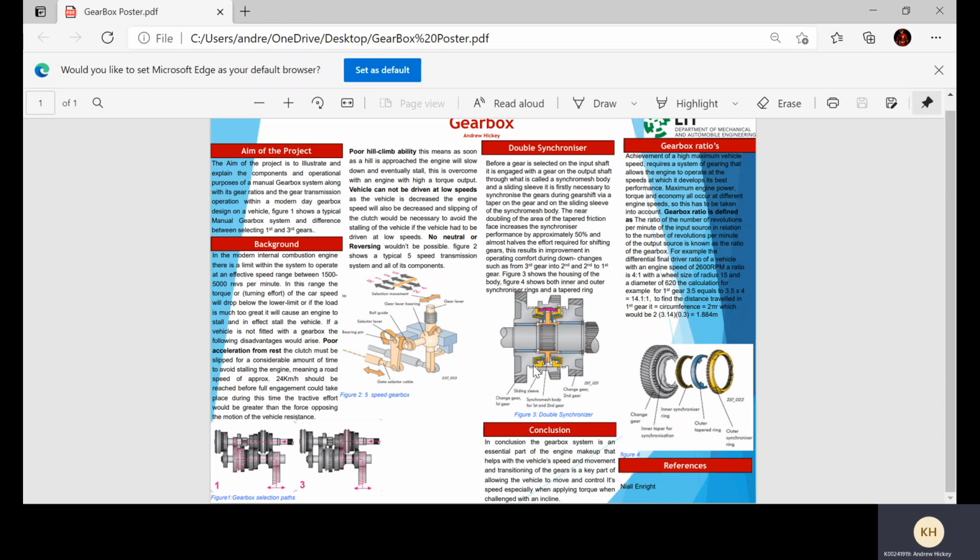And in conclusion to the gearbox system, it is an essential part of the engine makeup that helps with the vehicle speed and movement, and transitioning of the gears is a key part of allowing the vehicle to move and control its speed, especially when applying torque when challenged with an incline.